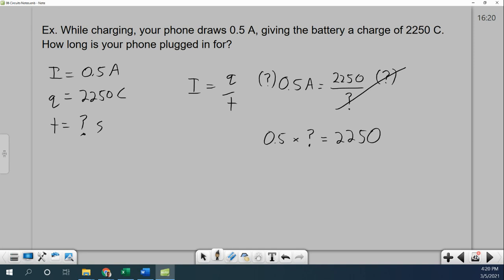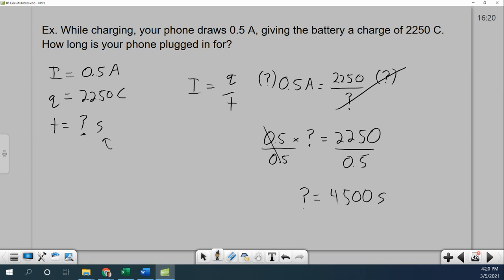So now how do I get the question mark on its own? Well, what's the opposite of a times? Opposite of a times is a divide. If I divide one side by 0.5, I got to divide the other side by 0.5. Those cancel out. And I'm left with my question mark being, and again, you can put an X in there if you like X better because you're more of like a math brain person. And of course, I'm doing time, so I know my units are in seconds.